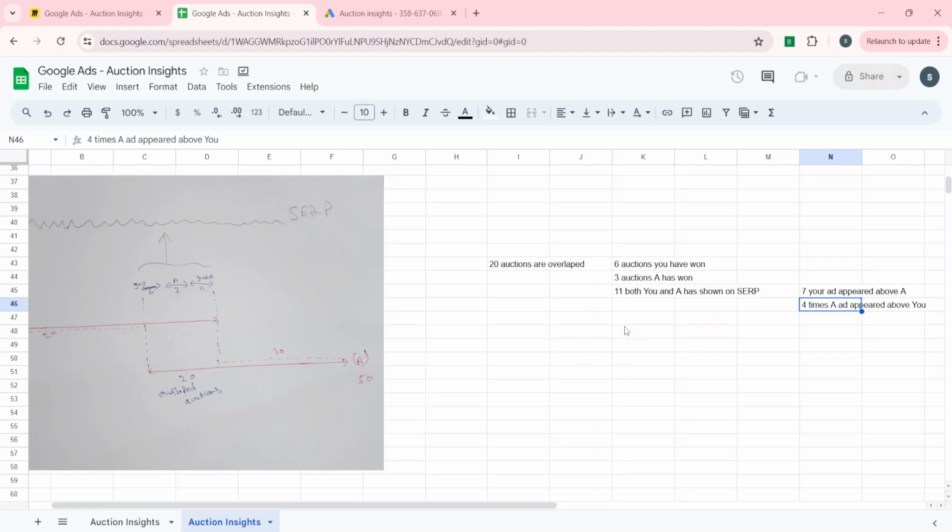So let's assume these points and let's calculate what the other metrics will be. Okay, so let's see one by one. The first one is the overlap rate. Okay, let's see what the overlap rate is. It is how often another advertiser's ad received an impression in the same auction that your ad also received. You are getting me right? So here both your ad and advertiser A's ad were shown at the same time. Okay, this is the overlap rate.